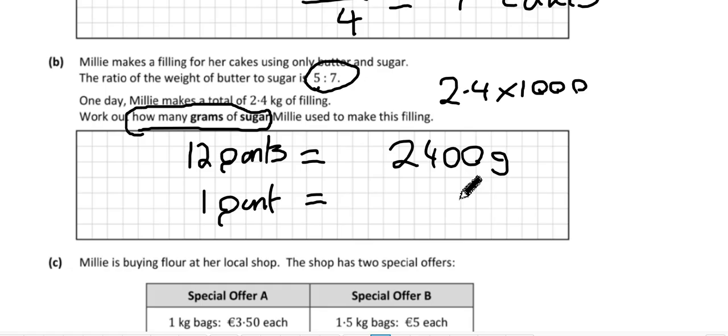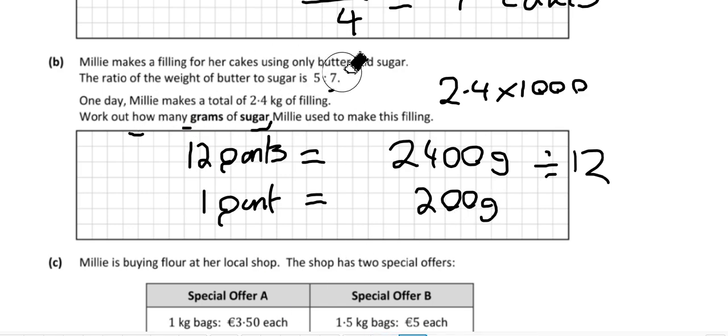Is it bigger or smaller? How many times smaller? 12 times smaller. Divide by 12. And what do you get for 1 part? 200 grams. Next part. Are we looking for sugar or butter?